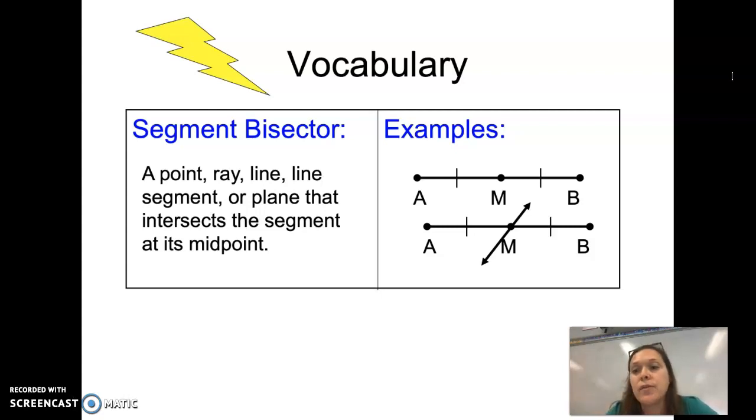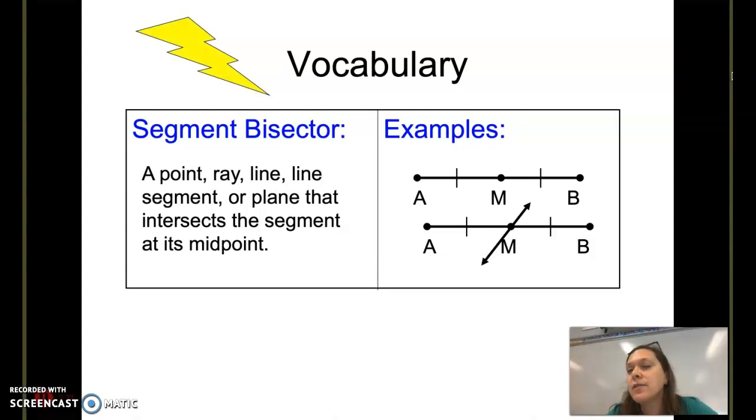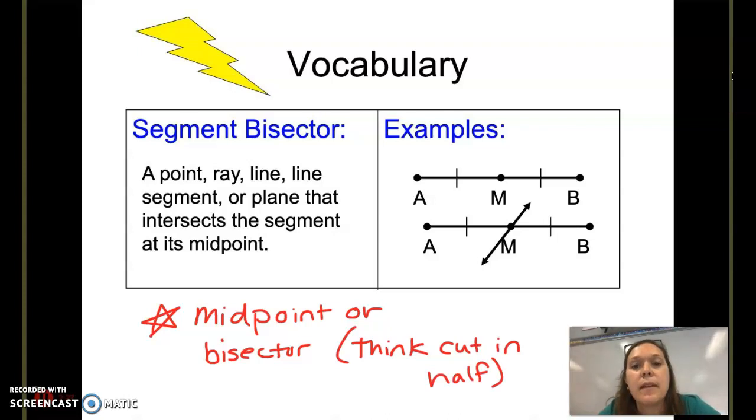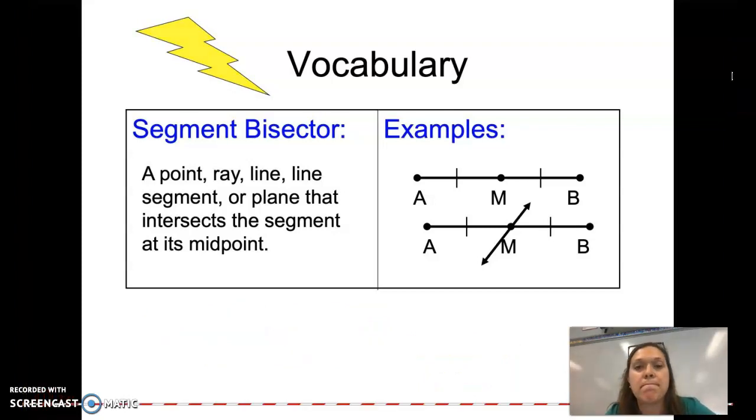So pretty much whenever you see the word point, midpoint, or bisector, we should be thinking cut in half. Okay, so midpoint or bisector, just always think that you're cutting something in half, because when we get to the algebra, you're going to be doing that.